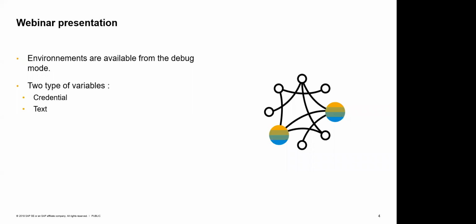Okay, so there are two things. First of all, the variables are now available in environments. On the first webinar that I made on credential and variables, we weren't able to retrieve variables through the studio. So now it's possible. So to remind you, there are two types of variables. There is credential and text. Credential is to store a username and password, and text is to store a simple value like a URL or a constant or whatever you want.